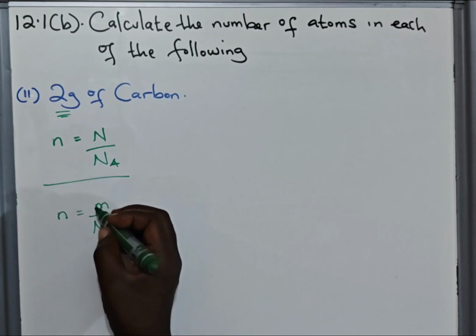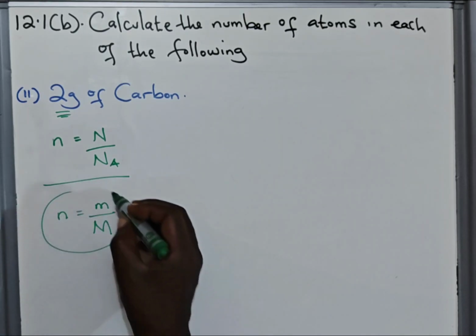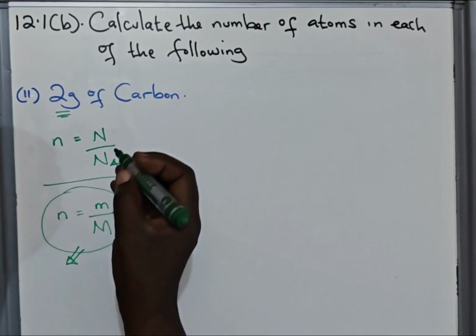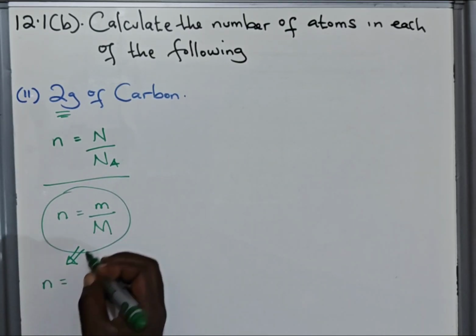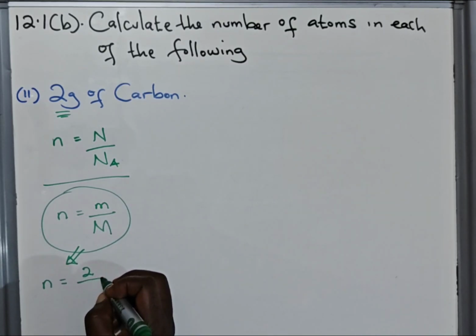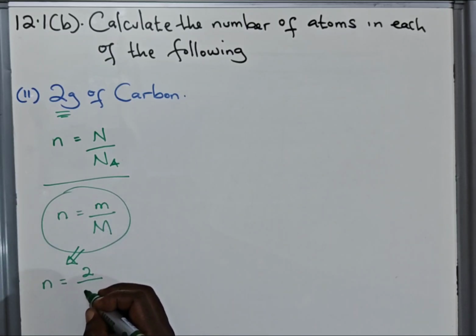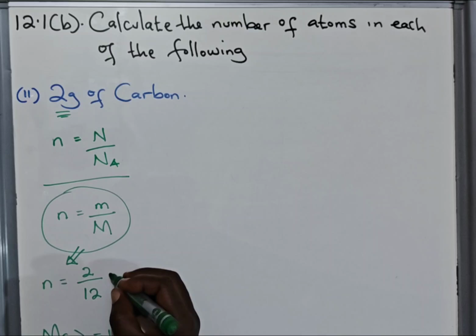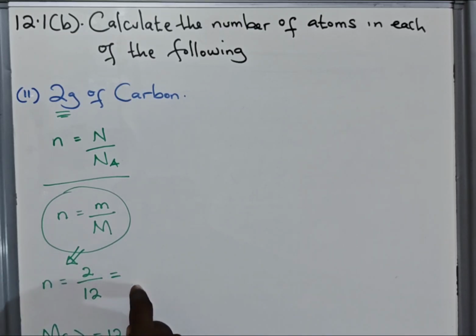If we use this one first to give us number of moles, we are looking for number of moles, but we have the mass. Mass is 2 grams, and molar mass of carbon is 12. We need to know that the substance we are dealing with is carbon, and carbon is 12. So molar mass of carbon is 12. What you get out of this is the number of moles.